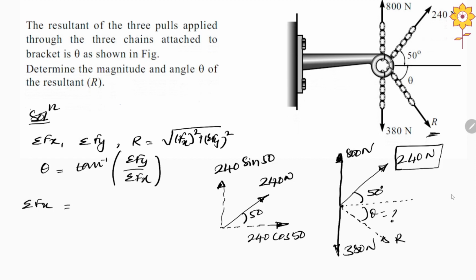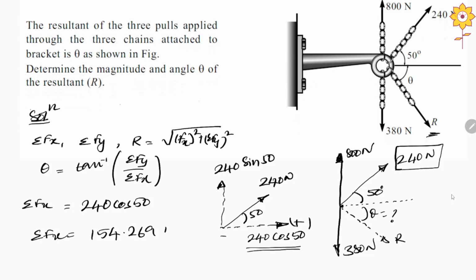If you see the diagram, we have only one horizontal component, that is 240 cos 50. This is moving from left to right, so we take it as a positive value. So summation of Fx is 240 cos 50. If I calculate this, I will get the value as 154.269 Newton.